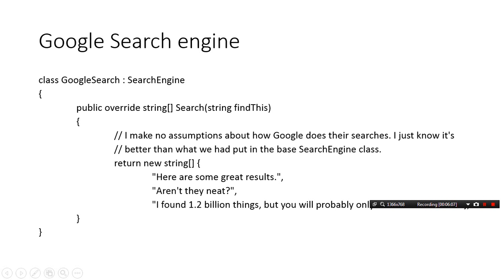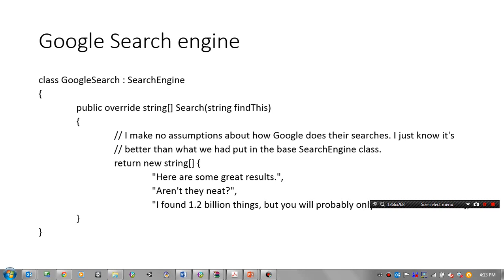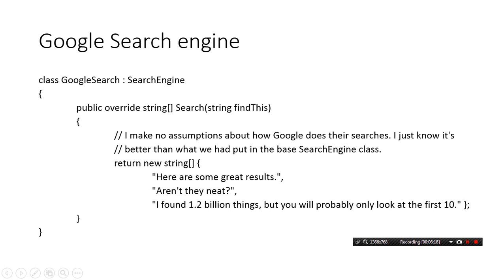In this case, we return an array of 3 members. Here are some great results, aren't they neat? And I found 1.2 billion things. But you will probably only search the first 10. Only look at the first 10.